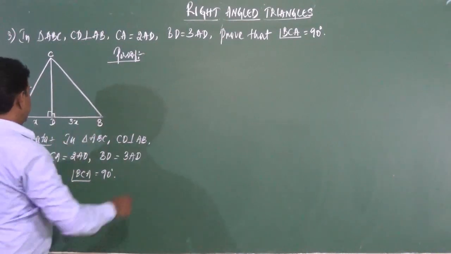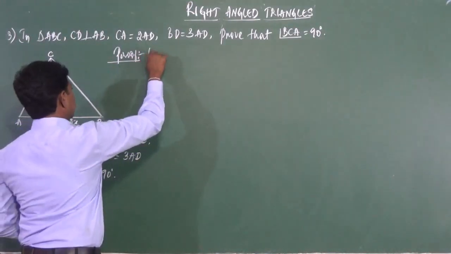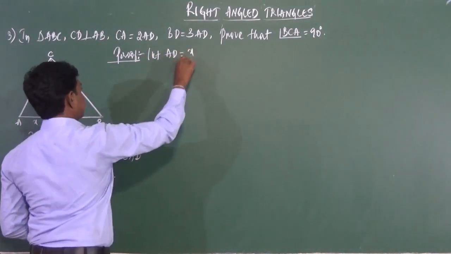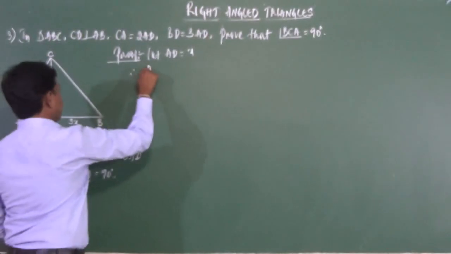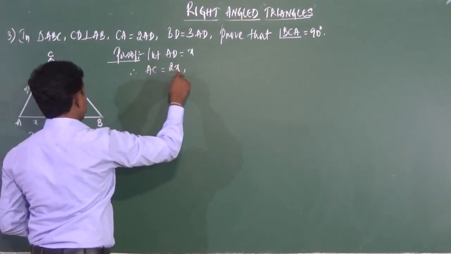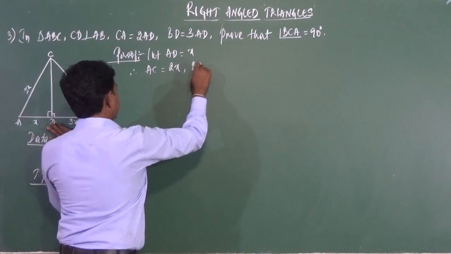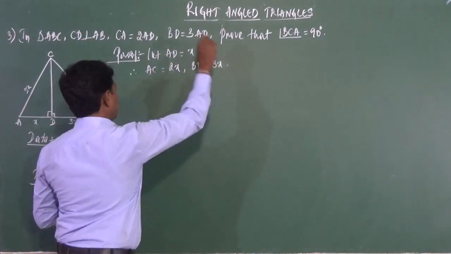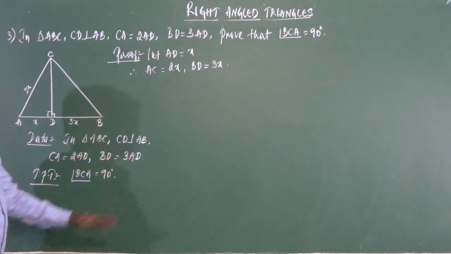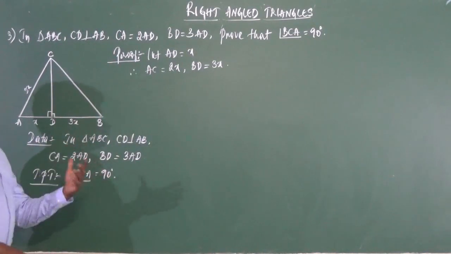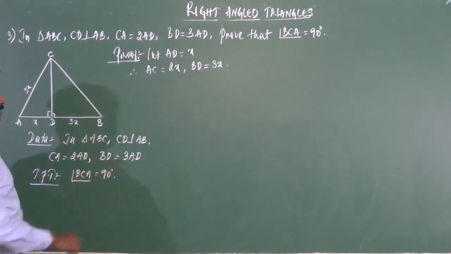So we will do it formally. Let AD be equal to x units. Therefore AC is equal to 2x and BD will be equal to 3x units. It's understood, it's units. We do not know whether it is in centimeters or meters, so let us mention generally as units.